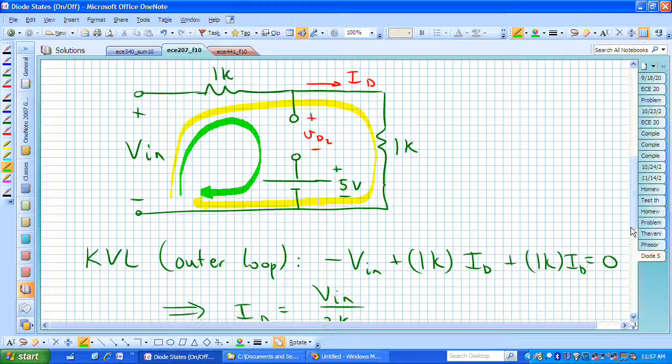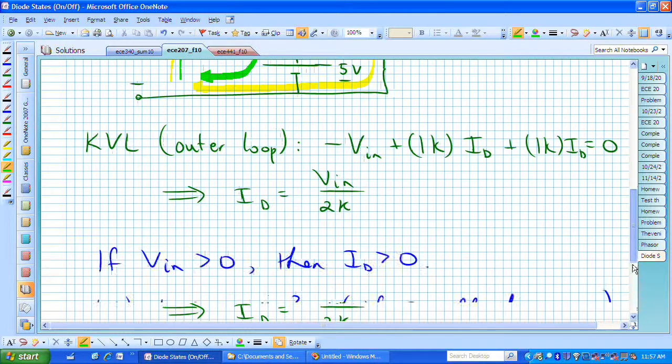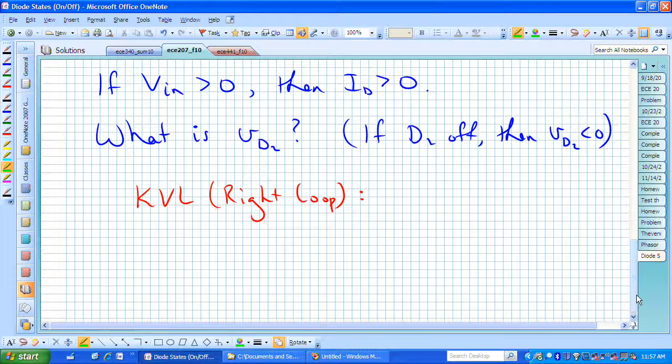1K, the current is still I sub D, then we'll drop down through V sub D sub 2, which is an air gap. We can find that voltage drop across that air gap, and then we'll go into the positive terminal of that battery, that 5-volt battery, plus 5 volt, and that will be our KVL equation in the right loop.